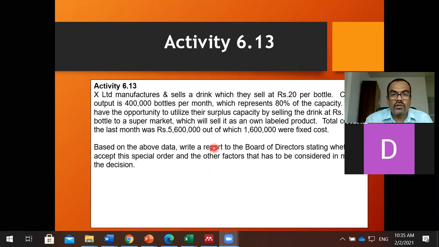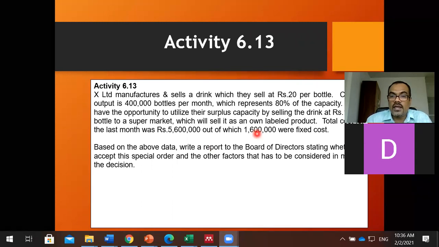They have the opportunity to utilize their surplus capacity. What is the surplus capacity? You can quickly calculate it. 400 divided by 0.8 is 500. Therefore, an additional 100,000 bottles can be manufactured if you want. Yes, 500. Therefore, additional capacity is 100,000.